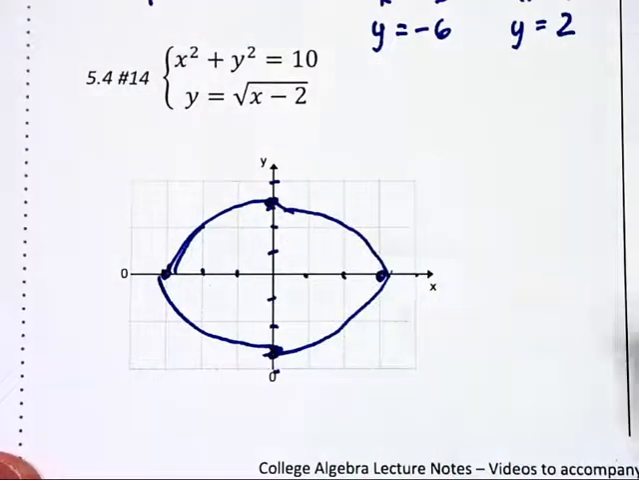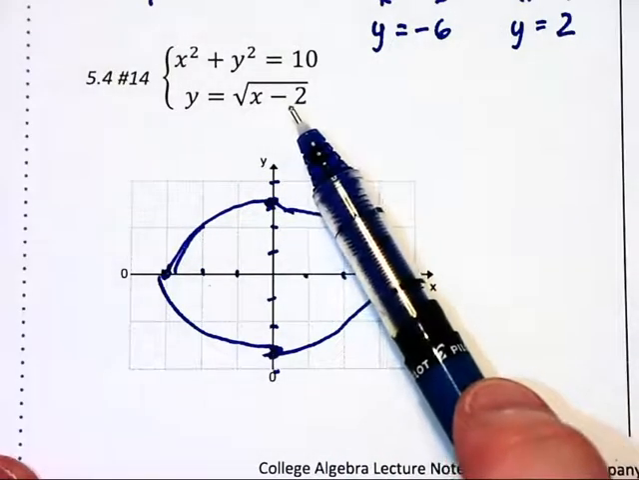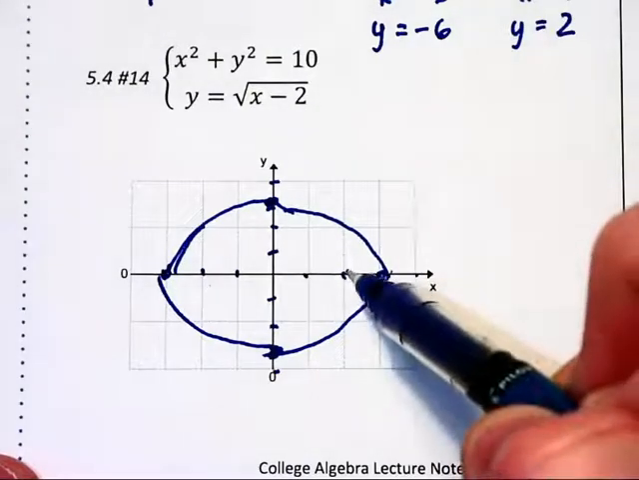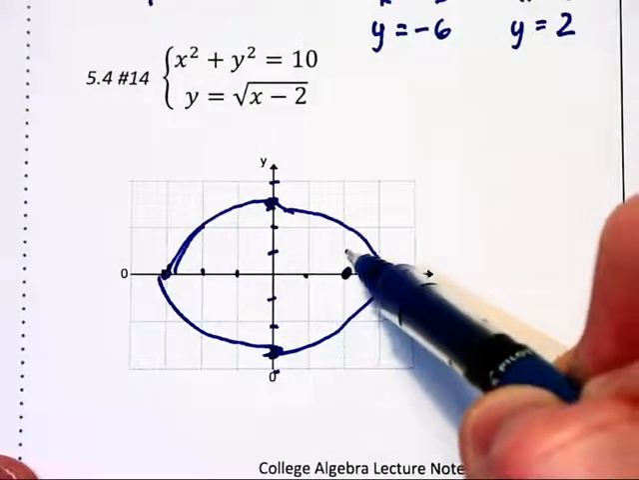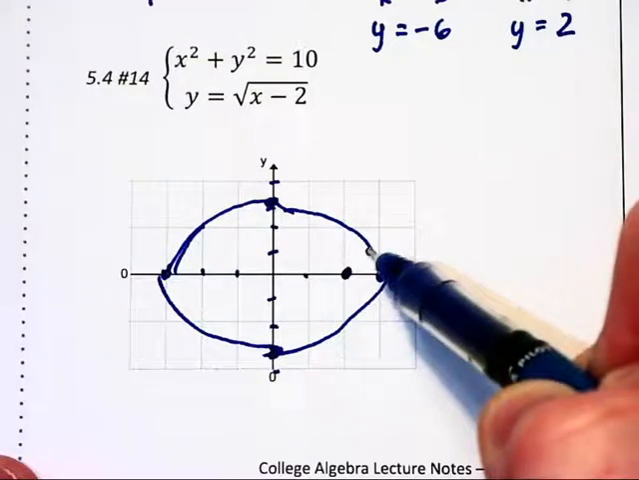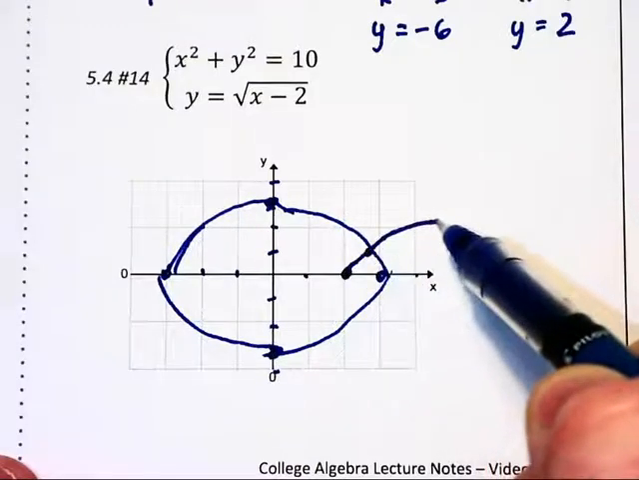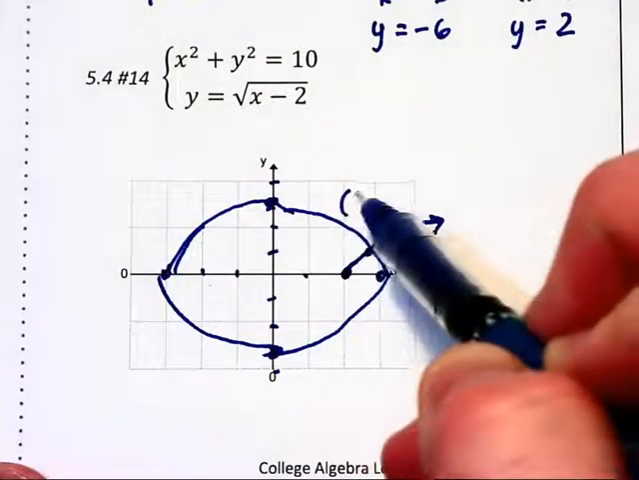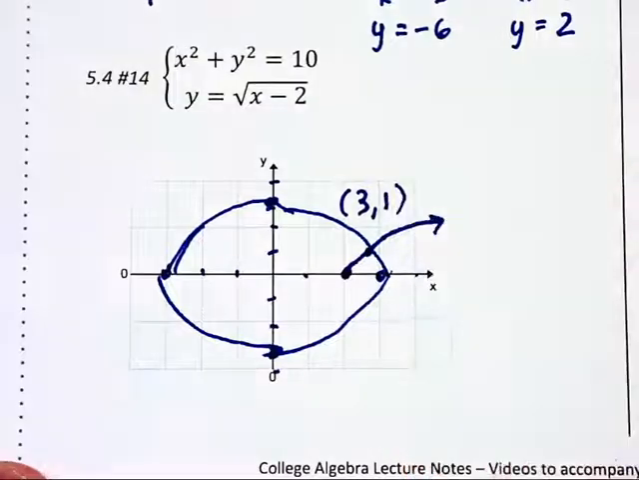And y equals the square root of x minus 2 tells us take our standard square root graph, move it 2 to the right. So if I go over 2, this graph normally goes over 1, up 1. So I think we're going to have this as our graph, and it's kind of hard to tell, but it might look like 3, 1 is a solution point.